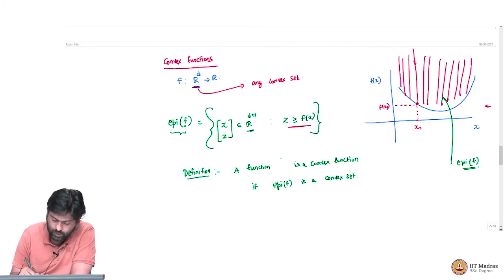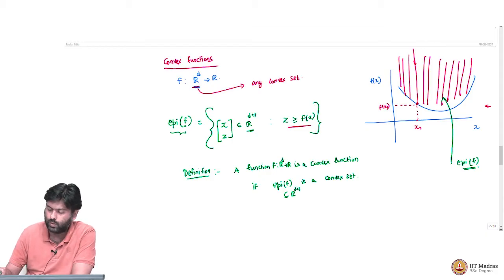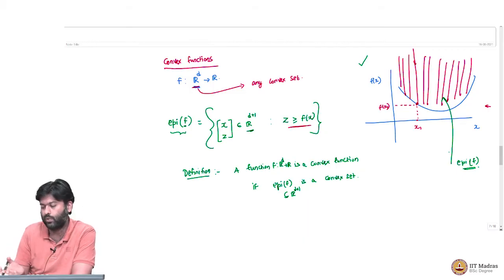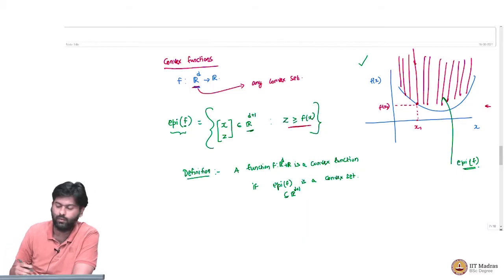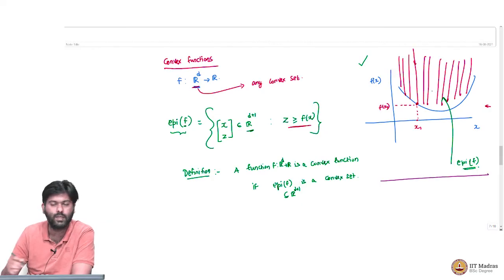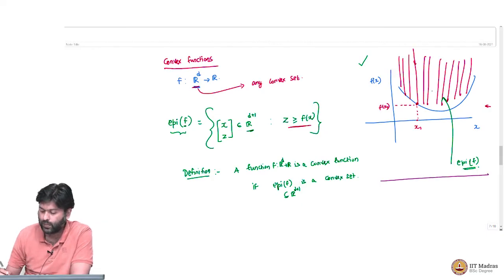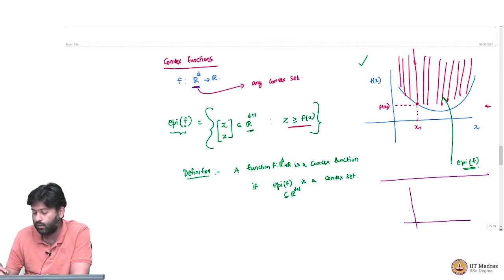So, this function, again let me make this clear, this is Rd to R, right. So, the epigraph is in Rd plus 1. So, this is a convex function, right. You can of course, I need to specify what the f is, but pictorially at least it looks like this is a convex function. Again, pictorially speaking, what might not be a convex function? Well, a function which maybe looks like this, right. So, maybe it gets extended after that, right.